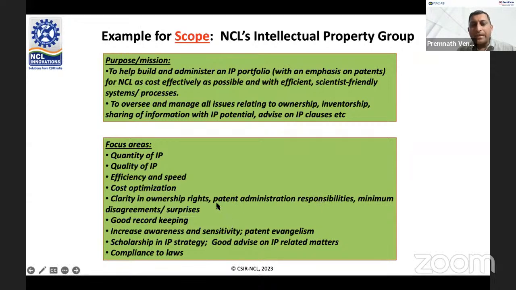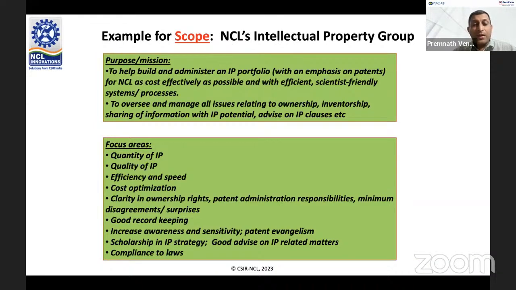There should be minimum disagreements or surprises when it comes to when you're marketing it. Somebody else is, say, marketing your IP. It should be clear who owns it, and that everything is clear in terms of ownership, and there should be no surprises. Good record keeping. This is a legal document, a patent, and therefore it's important that good record keeping is practiced.